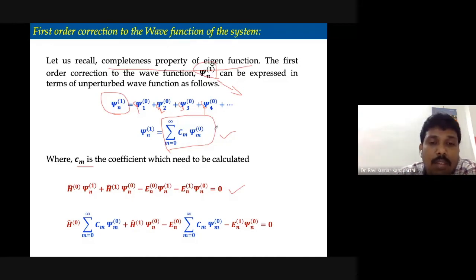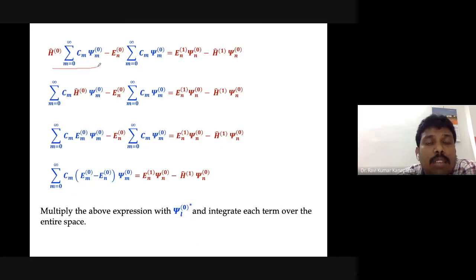Now let us recall equation number 7, wherein the first order correction of the wave function is present. That is the expression we use to calculate the first order correction to the wave function. Wherever you have psi n of 1, you can substitute this, which is precisely what is done here. In the next step, you can keep these two terms on the left hand side itself, and move the other two terms to the right hand side.